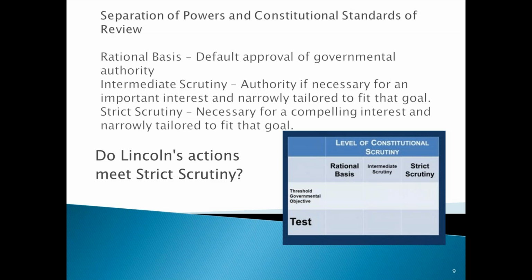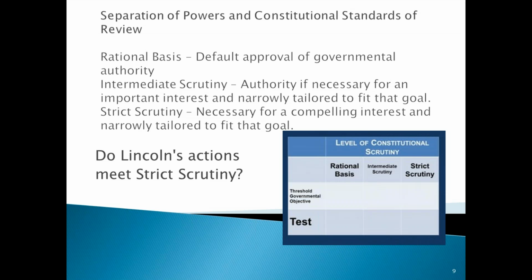So Lincoln has to pass strict scrutiny because he is denying constitutional rights. It's not a rational basis test because he doesn't have specific authority under the Constitution. It's not an intermediate scrutiny test because we're not making a distinction based on gender or sexual orientation. So this is a test based on the violation of a fundamental right, whether or not you can be locked up without due process. And the question is, is there anything else Lincoln could have done that was more narrowly tailored, that was less injurious to the Constitution?